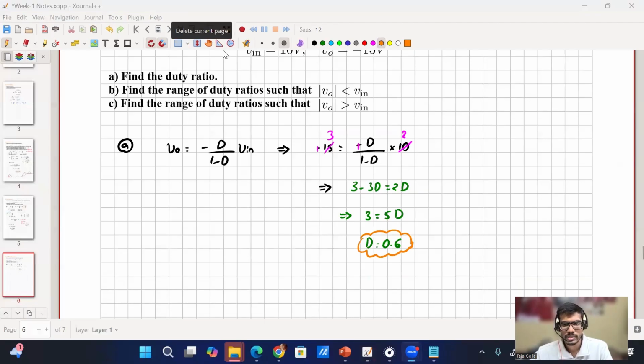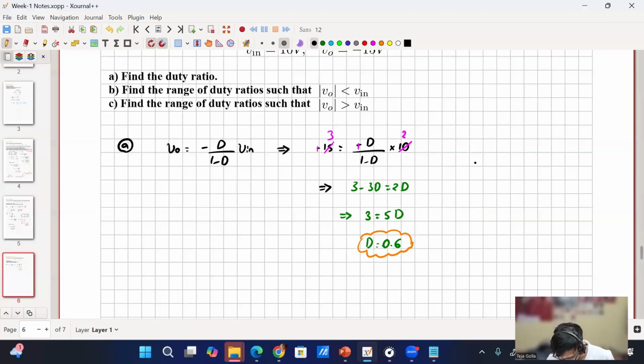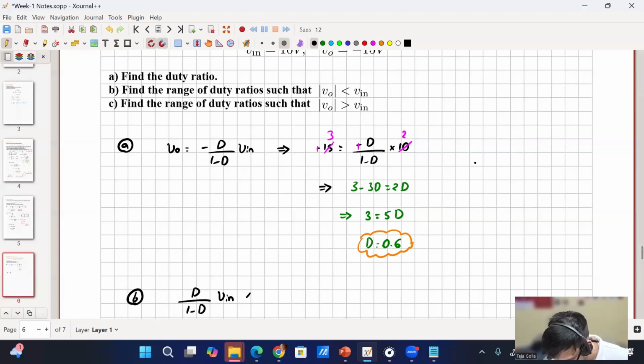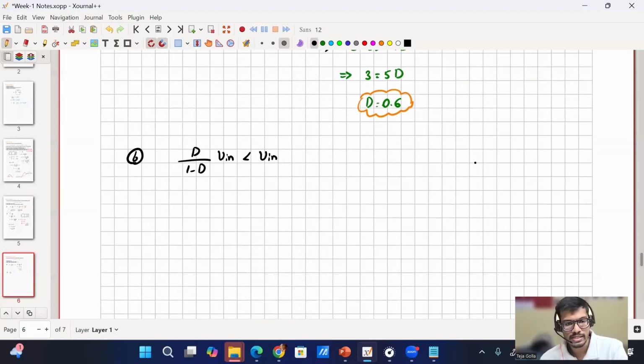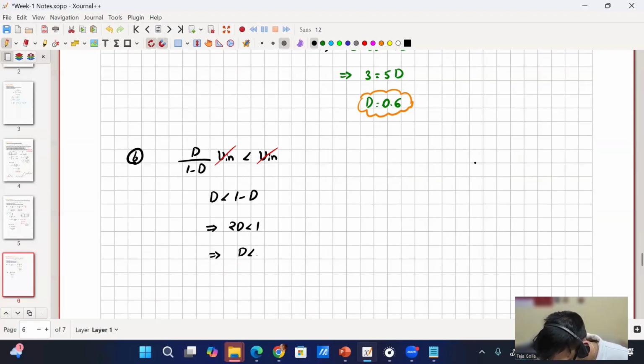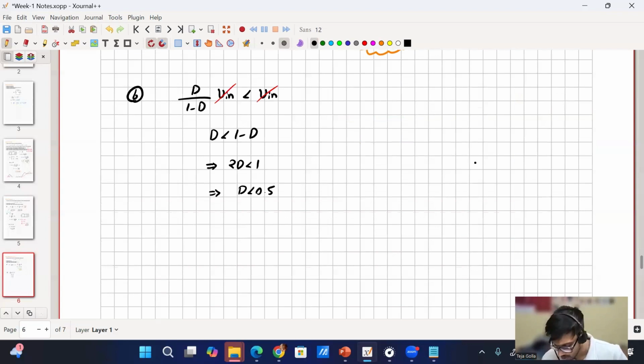Are you able to get it? Yes, sir. Now I have asked what is the range of duty ratio for the given condition. So now I have to find everything in duty ratio. My mod V naught is D by 1 minus D into V in. This should be less than V in. If I cancel V in, then I'll get D is less than 1 minus D, or 2D is less than 1. So D is less than 0.5. And naturally D is positive, so the range will be 0 less than D less than 0.5.